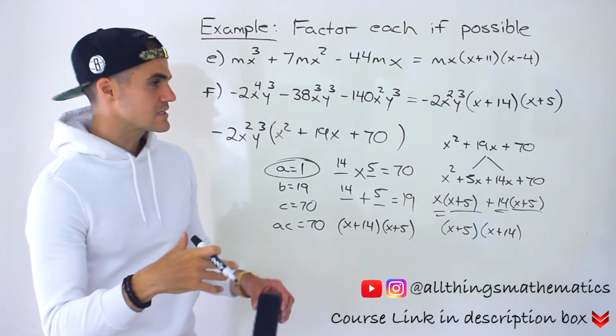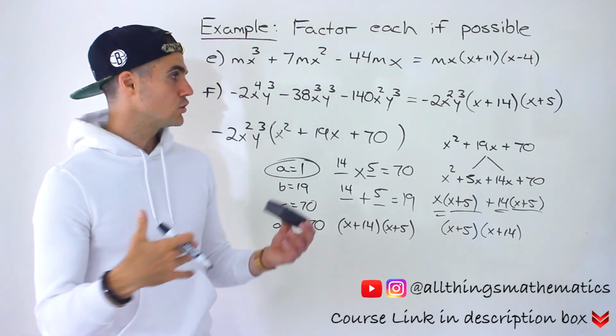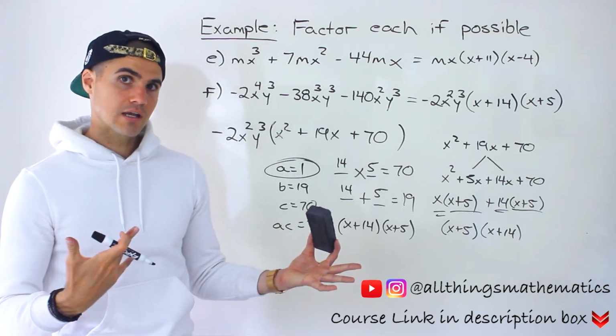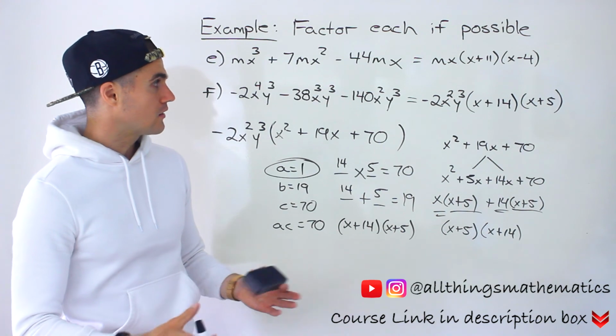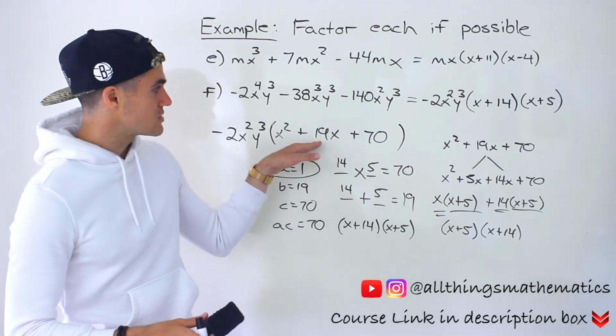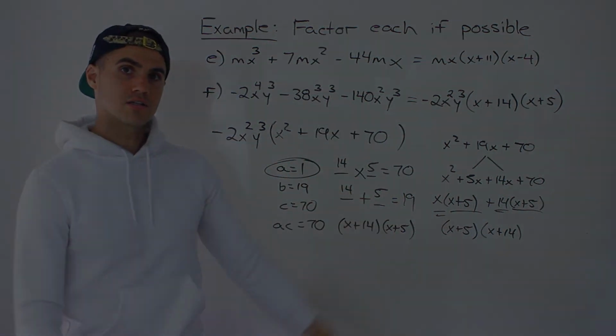Okay, so with all of these, as usual, as I've been saying, look for greatest common factors you could take out. And then from there, once you take out greatest common factor, see if you could factor whatever is remaining.